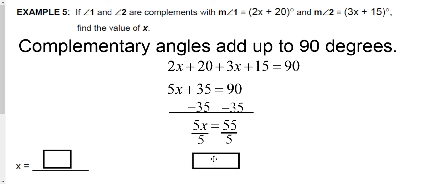Again, pause if I'm going too fast. And x equals 11. If they ask you what angle 1 and 2 are, you would just substitute the 11 back in for the x's and figure out, do the arithmetic there.